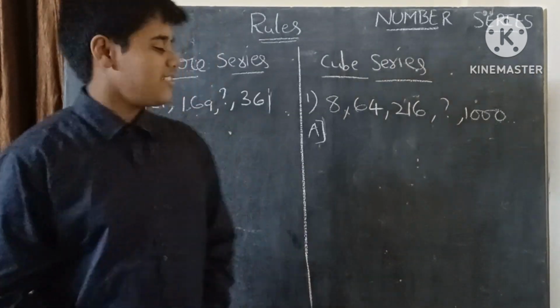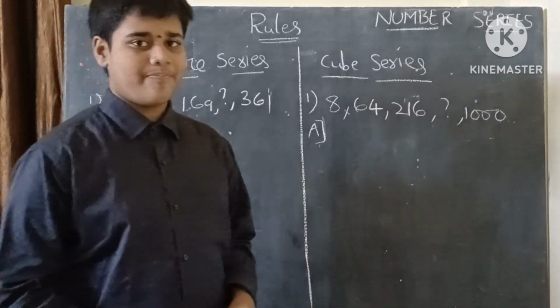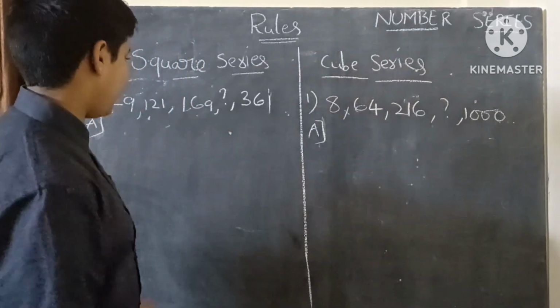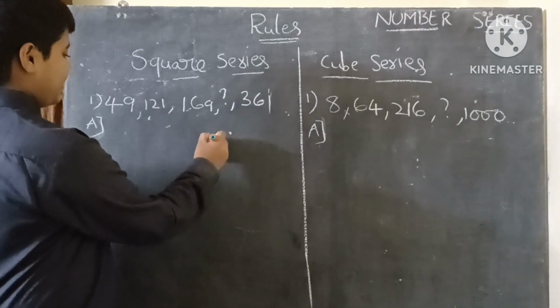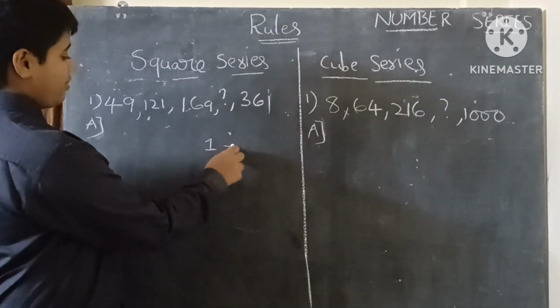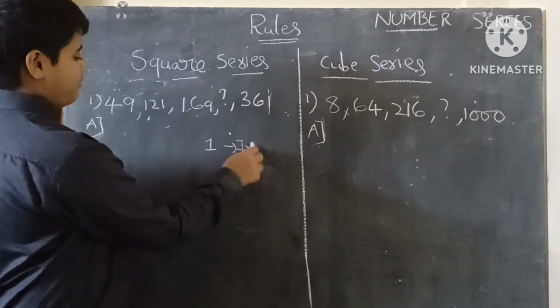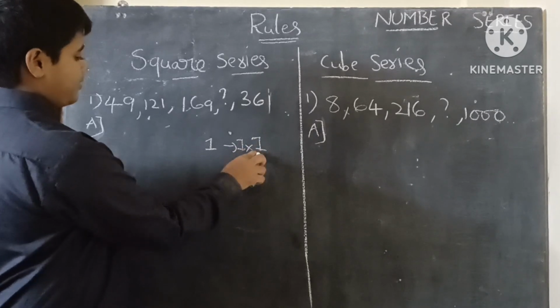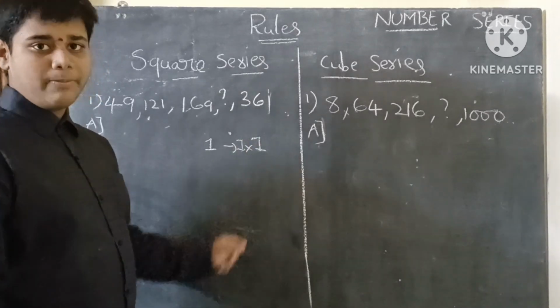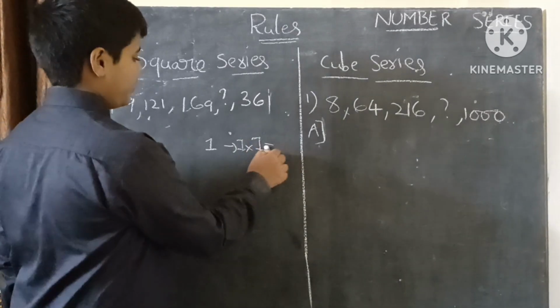And the next series, square series. And here what is square? Here square is nothing but, here I am taking 1 as a number. Square means we have to multiply itself 2 times. 1 into 1. Itself 2 times we have to multiply. So it becomes 1.